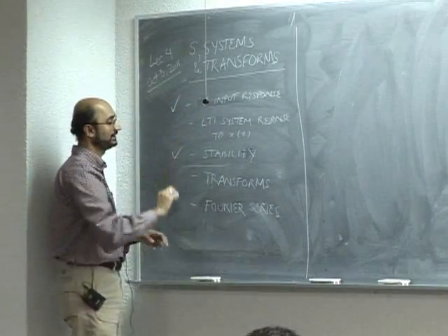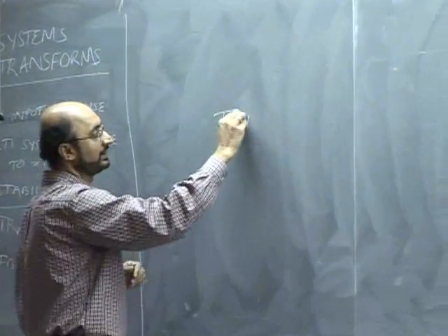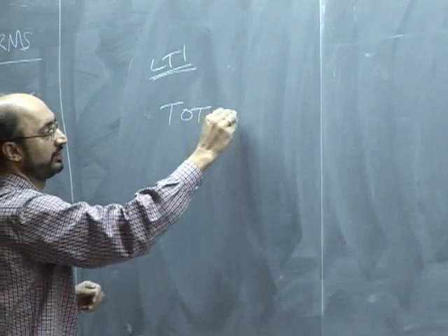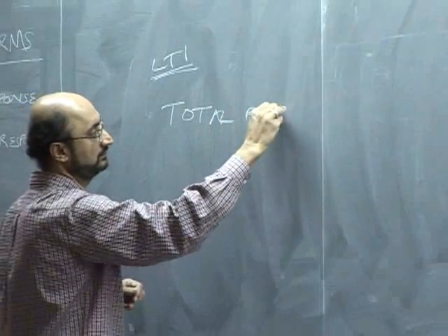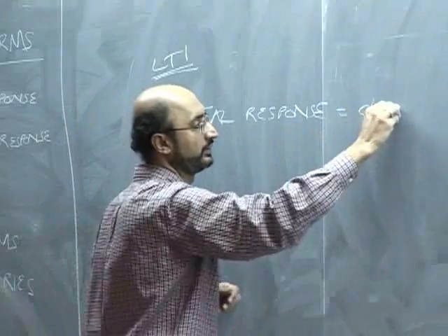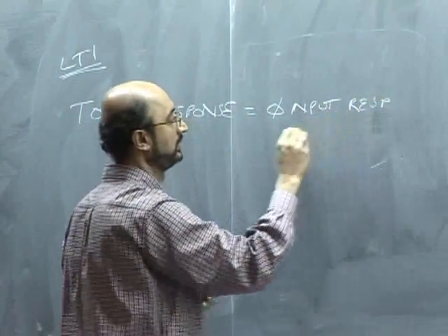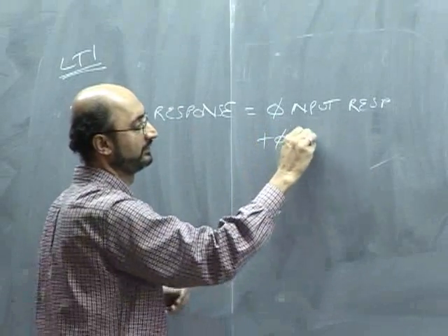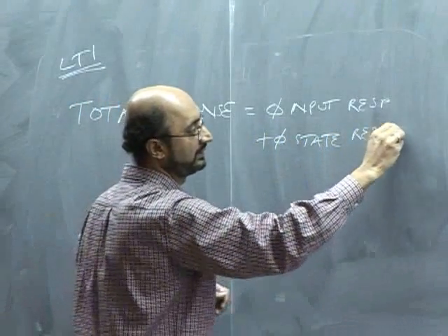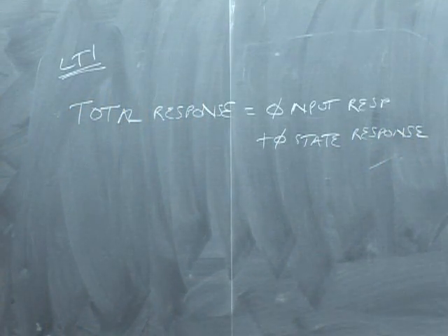Okay, so stability. Let's look at the response. The equation that we have for an LTI system, not for any other system, is what's called total response equals 0 input response plus 0 state response. And that's not in the text. I don't want to put too much in there, but anyway.